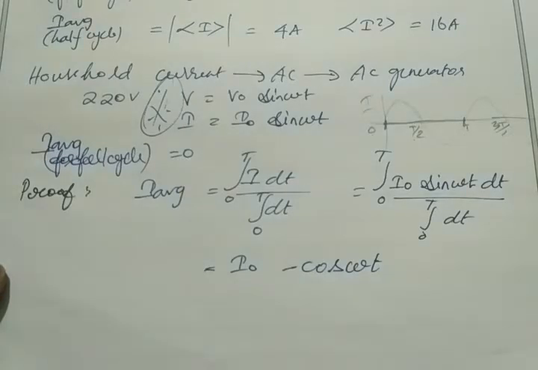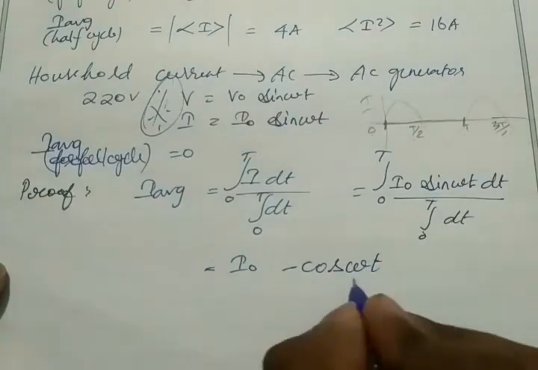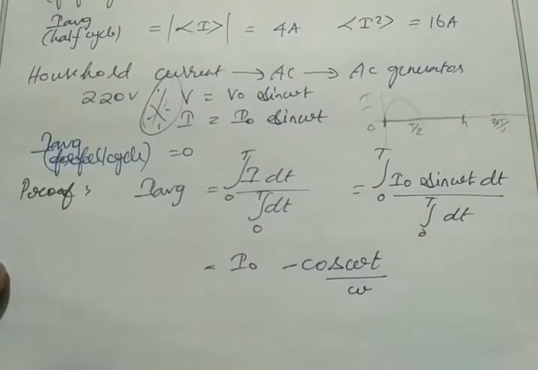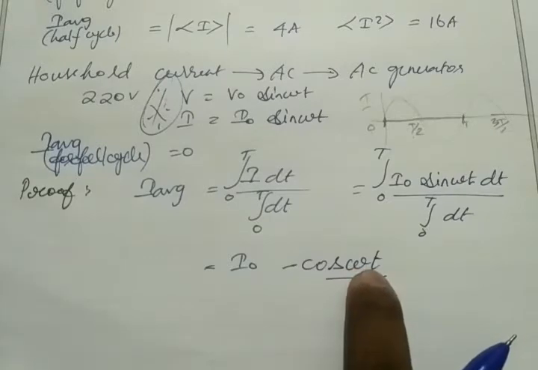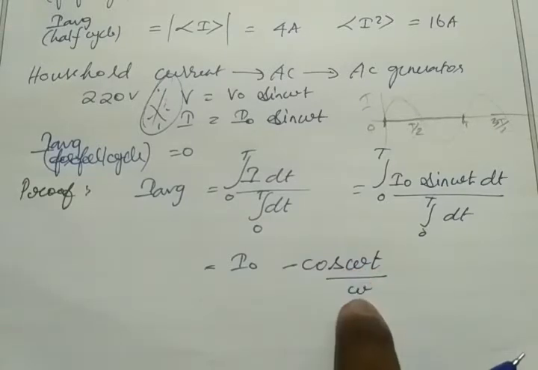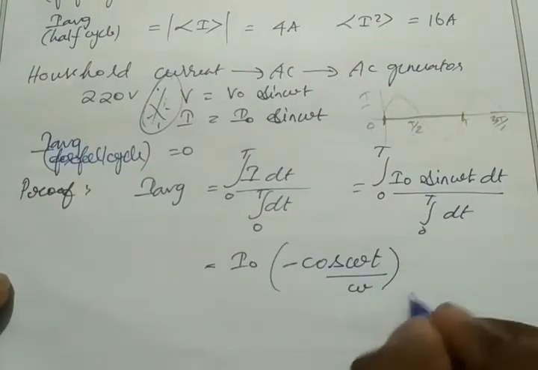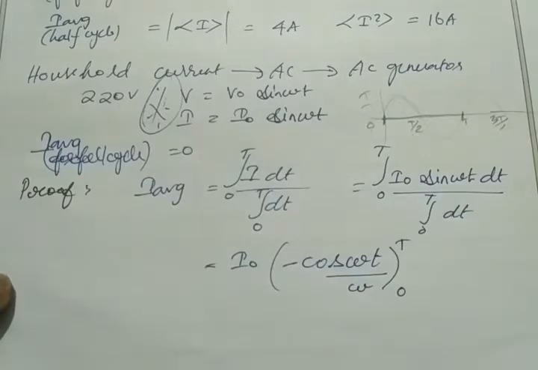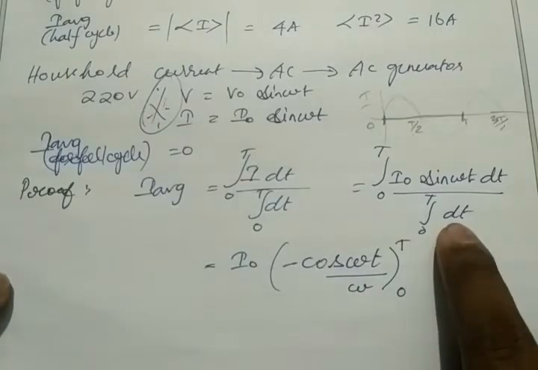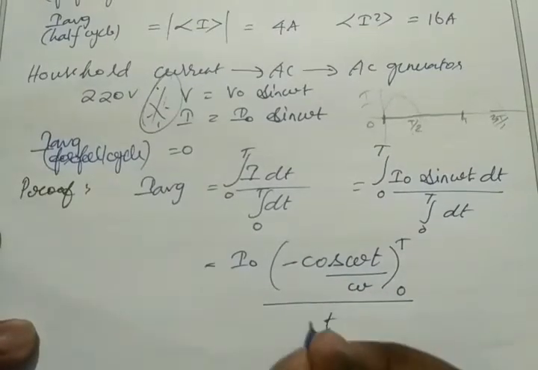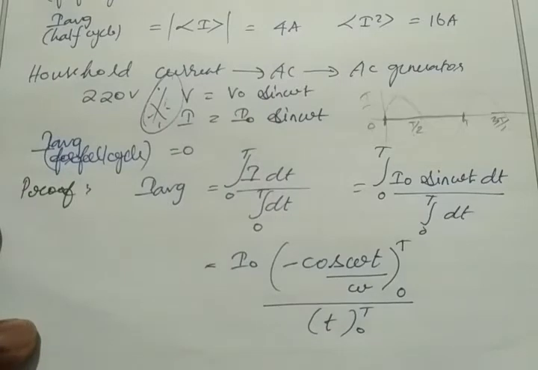Then if we have any term with t, we have to write that term in denominator. So with t we have omega, write the omega in denominator. So this is the integration of sin omega t. Okay, and then take the limit in backside 0 to t. Then what will be the integration of dt? Simply we can write integration of dt will be t. Okay, limit from 0 to t.